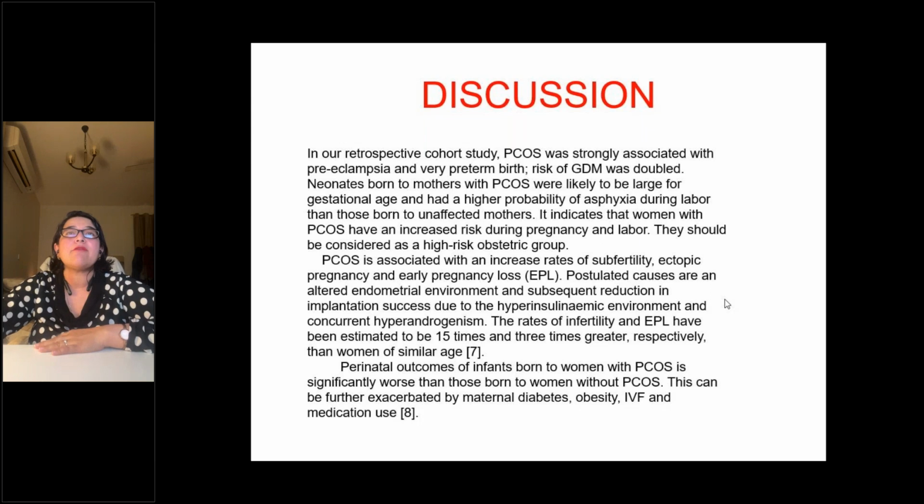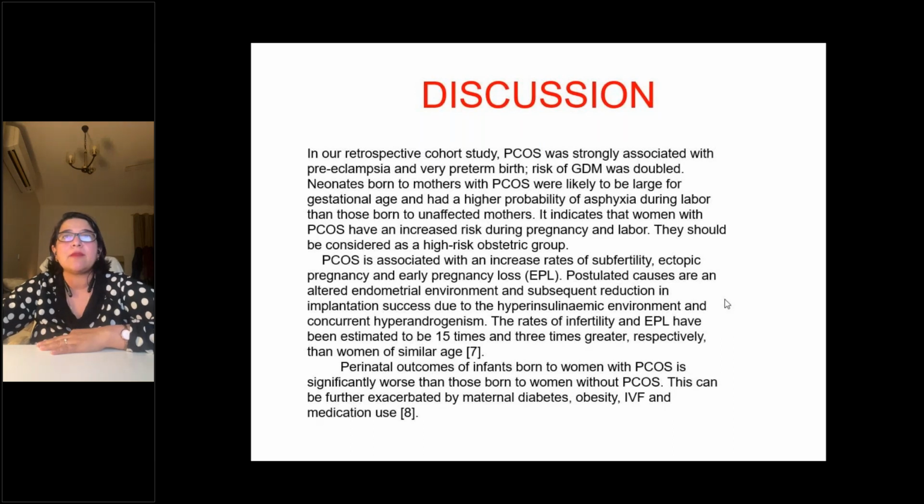They should have been considered high risk on the basis of having polycystic ovary syndrome alone, whereas they were not considered so at the time of registration. Polycystic ovary syndrome is also associated with an increased rate of subfertility, ectopic pregnancy, and early pregnancy losses. The postulated causes are an altered endometrial environment due to natural killer cells, which is now being researched, and a subsequent reduction in implantation success due to the hyperinsulinemic environment and insulin resistance, and concurrent hyperandrogenism due to the high testosterone level observed in those patients.